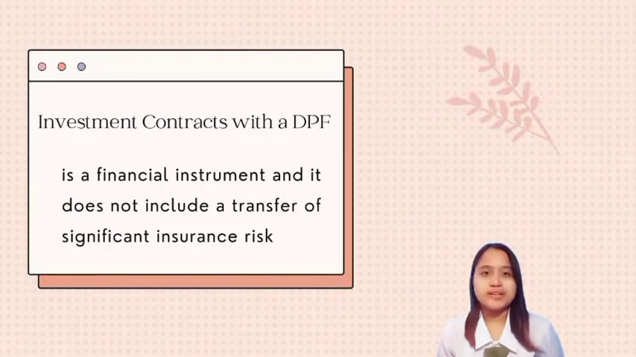Investment contracts with DPF. Ito yung contracts kung saan yung investor ay nakakatanggap ng additional payment, the amount or timing of which is contractually at the discretion of the issuer. Ang investment contract with a discretionary participation feature ay isang financial instrument and it does not include the transfer of significant insurance risk. It is in the scope of the standard only if the issuer or yung entity also issues insurance contracts. The requirements of the standard are modified for such investment contracts.